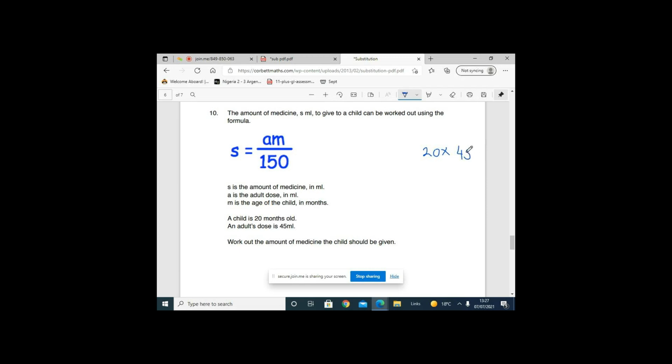45. Then you divide it by 150. So 20 times 45 is 900. This one's going to be like 90 divided by 15. So that's going to be 6. Yeah, 6. Yeah, that's good.